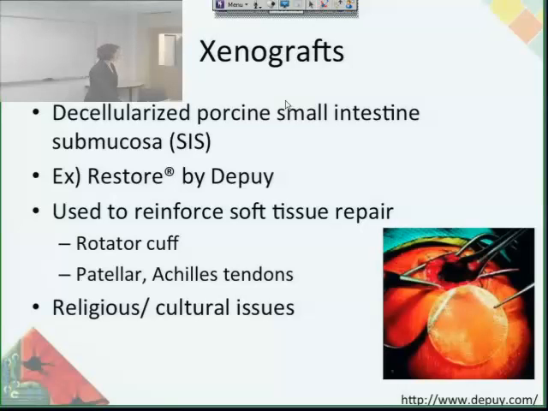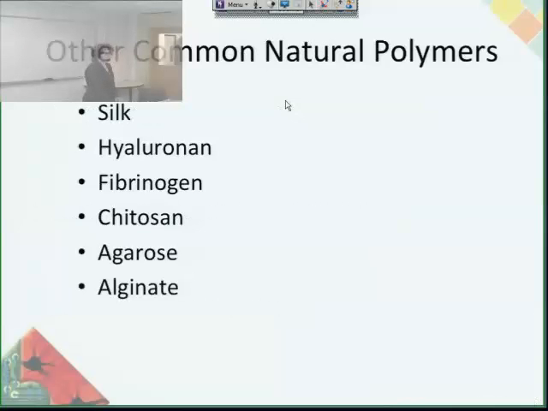Okay, so that was mostly collagen that we talked about. There's a lot of other common natural polymers like silk, hyaluronan, fibrinogen, chitosan, agarose, alginate, and they're derived from multiple sources, but a lot of these are used to make hydrogels. So I'm going to go into hydrogels now, and then we can come back to more specific examples of when you would use these polymers.